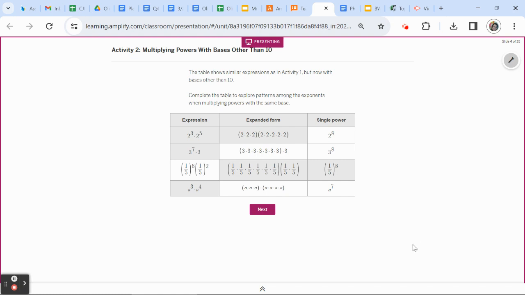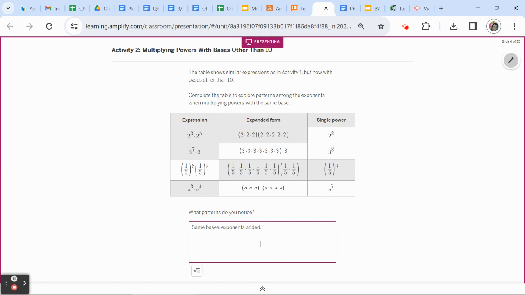If you need to pause and get caught up, go ahead. What patterns do we notice? We have the same bases, exponents added. That's like your very generic way of putting it.